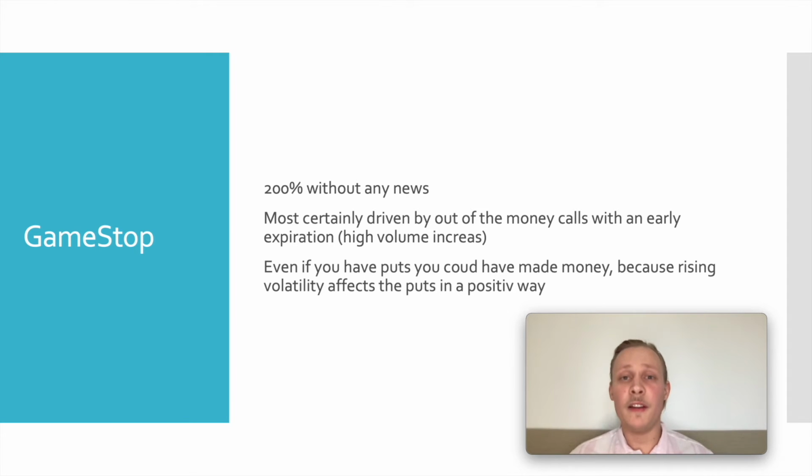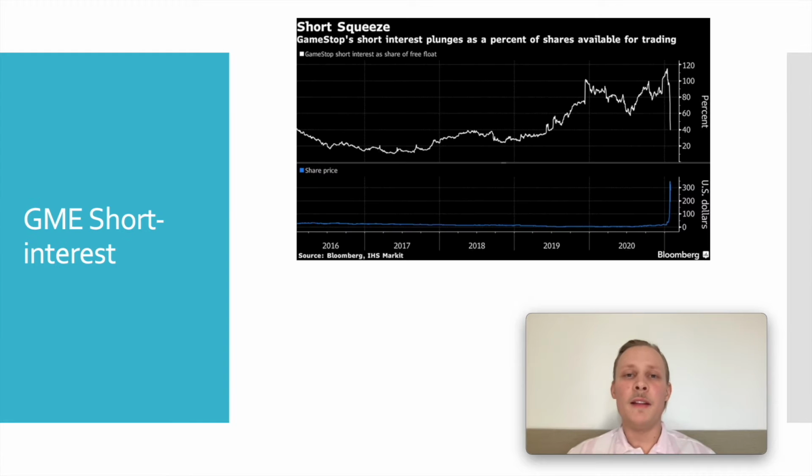Also a little fun fact, even if you bought puts, you could have made money because rising volatility affects puts in a positive way. And this time is a little bit different. There is no significant short squeeze like last time. You can see here the short squeeze: the price went up, the shorts went down. And at the moment, please correct me if I'm wrong, we are at around 31.2% short interest. So it's not only because of the shorts.